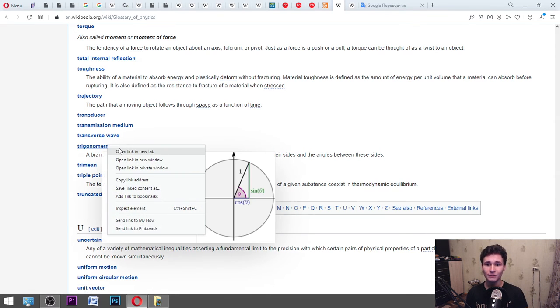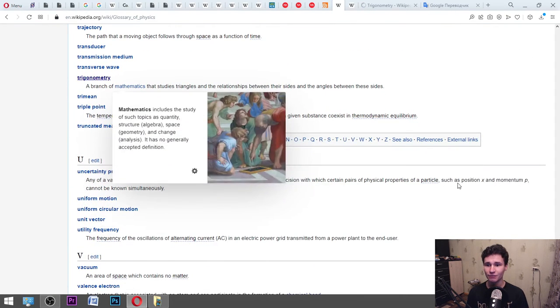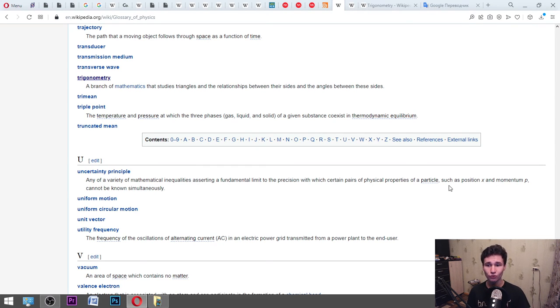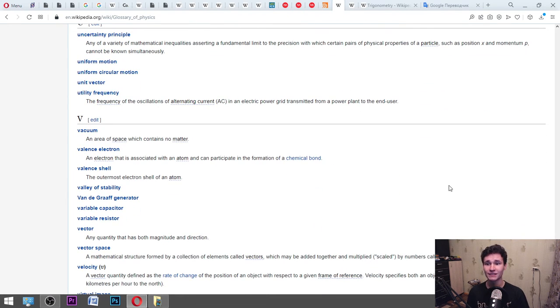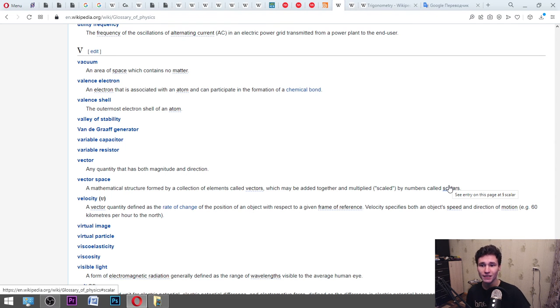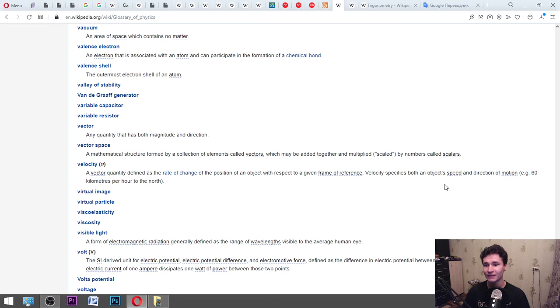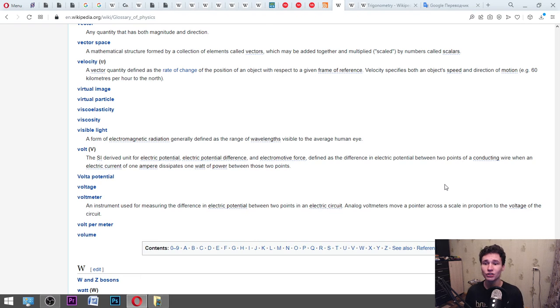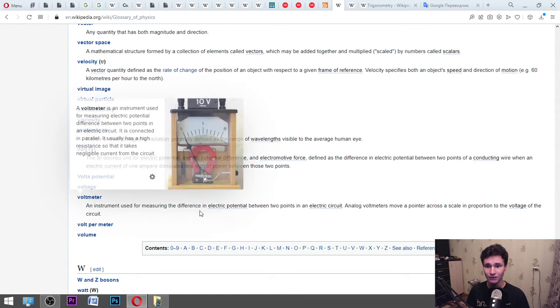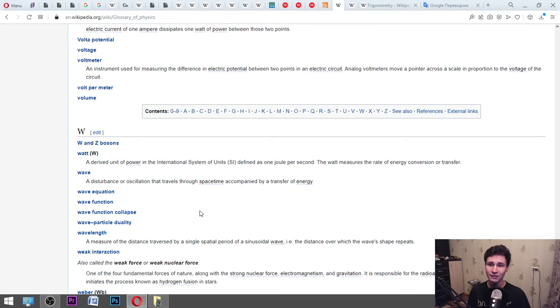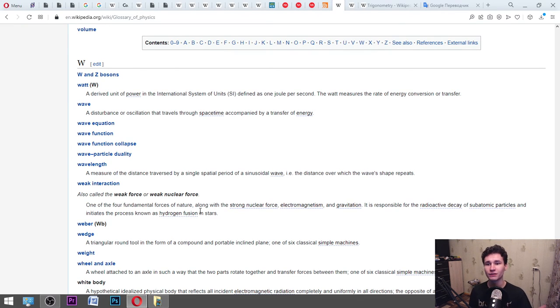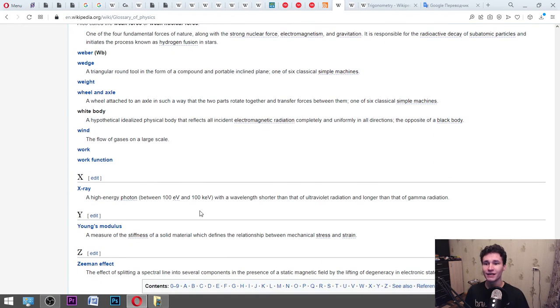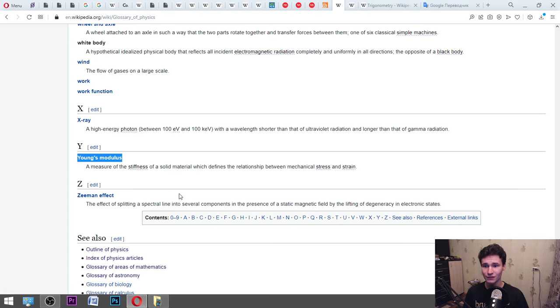Triple point, truncated mean, uncertainty principle, uniform motion, uniform circular motion, unit vector, utility frequency, vacuum, valence electron, valence shell, valley of stability, Van de Graaff generator, variable capacitor, variable resistor, vector space, velocity, virtual image, virtual particle, viscoelasticity, viscosity, visible light, voltage, voltmeter, volt per meter, volume, W and Z bosons, watt, wave equation, wave function collapse, wave-particle duality, wavelength, weak interaction, weber, wedge, weight, wheel and axle, wind, work function, X-ray, Young's modulus, Zeeman effect.